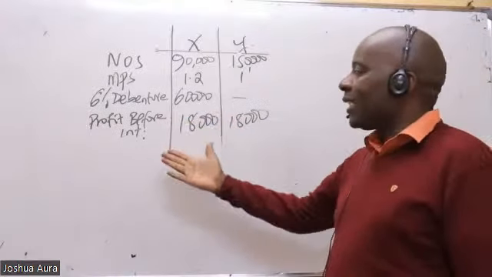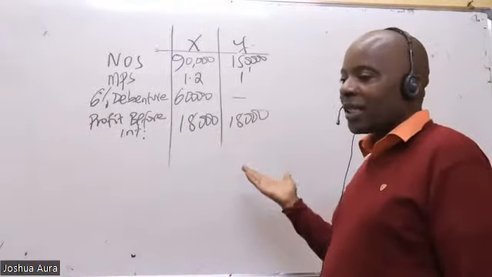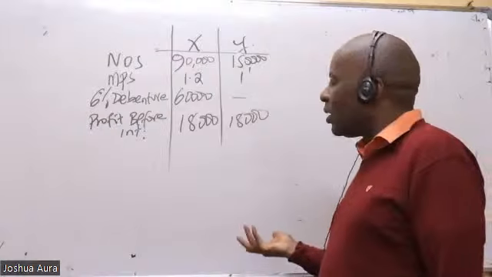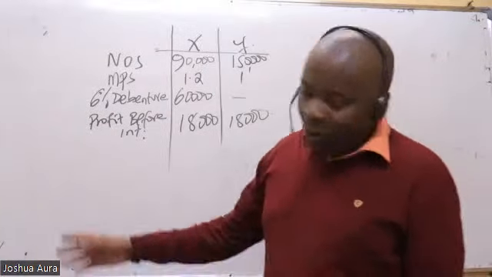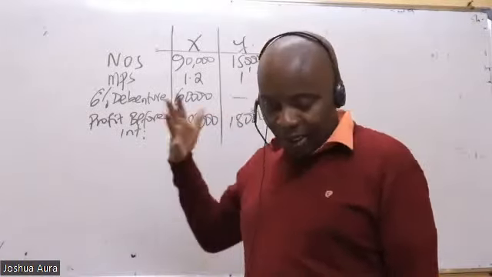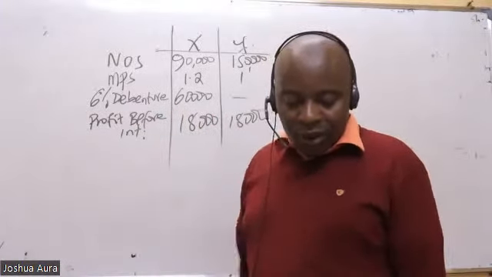18,000. Of course, you can take it as profit before interest and tax, because the question doesn't have tax at all. So 18,000. Then, of course, this profit is distributable as dividends.